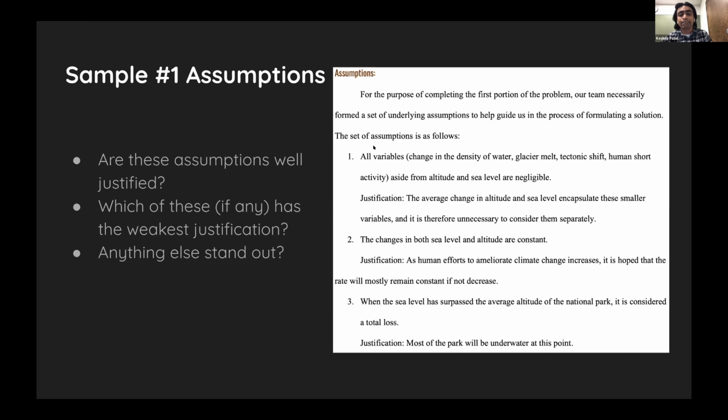One thing that I do like is that they wrote clearly justification underneath all of these headings, right? So I know, okay, this is the assumption, this is the justification. If I'm a judge reading through this, I want to be able to say, boom, boom, boom, this is exactly what they're saying, right? So I do really like this.